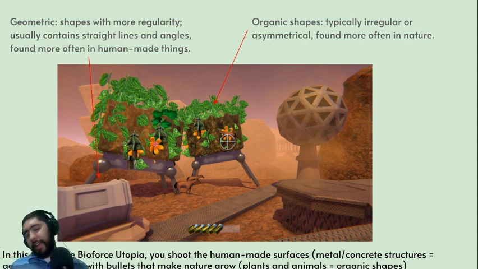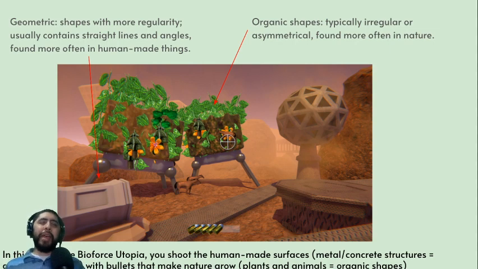Okay, so this is technically a 3D scene, but it provides a good contrast. There's this little mini game called Bioforce Utopia where there's all these robots and stuff, and you shoot guns at them, but the guns sprout plants to sort of overtake these man made things. Geometric shapes you'll see mostly in man made things. It's very rare in nature that you see right angles, perfect boxes, well, circles are more common, but perfect triangles don't happen too often in nature.